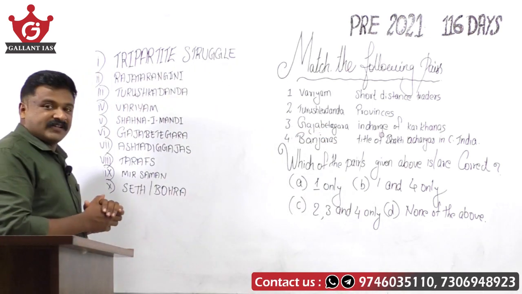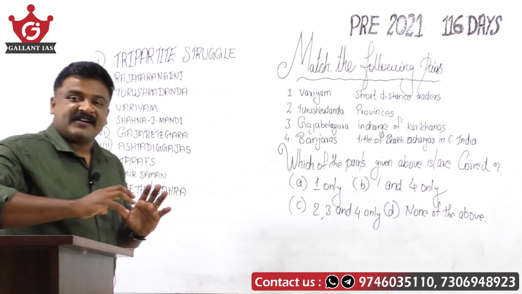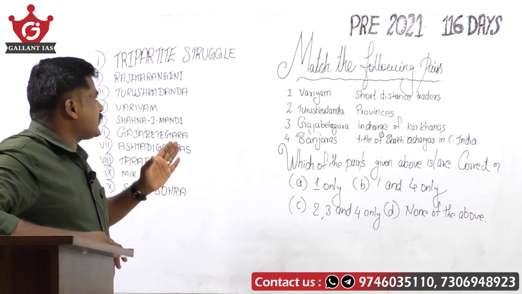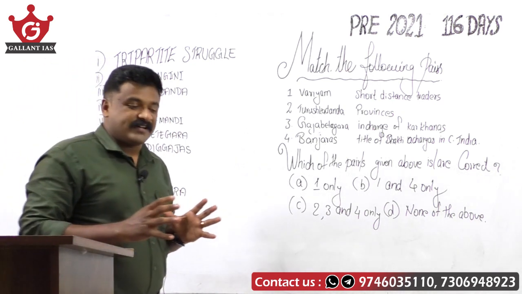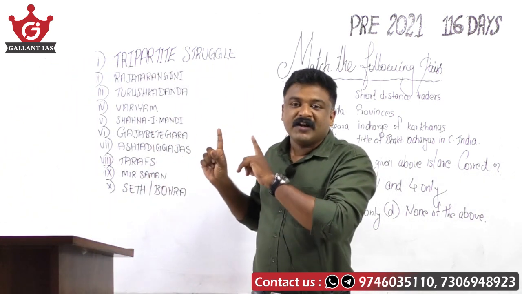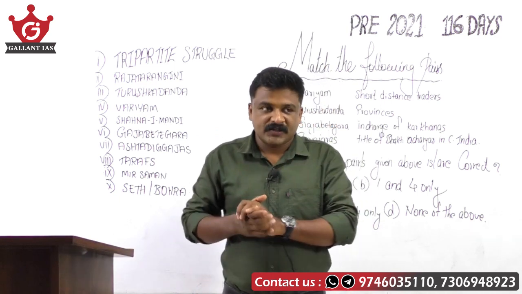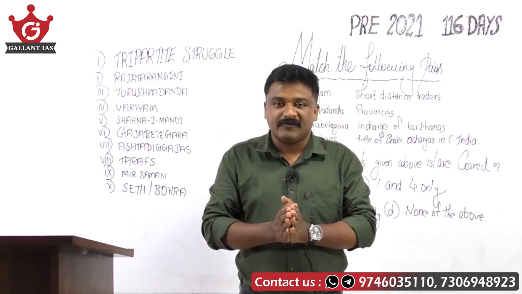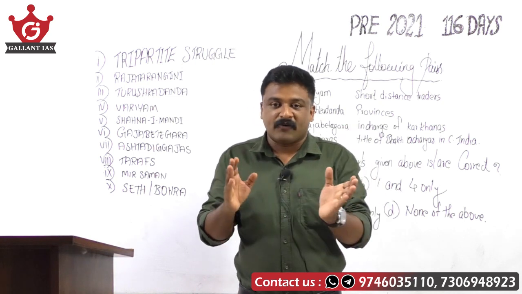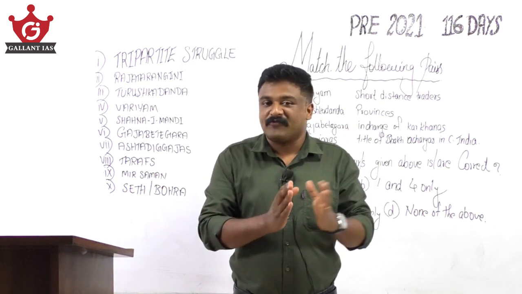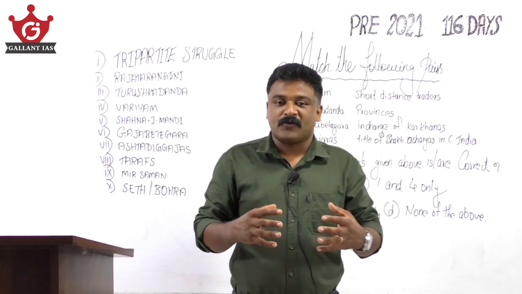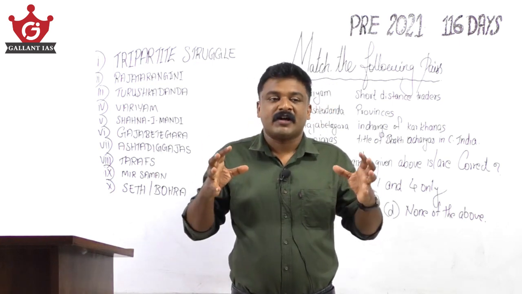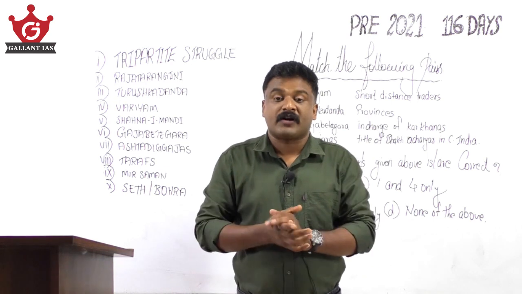Starting with the first one, tripartite struggle. When you start medieval India, you start with this term tripartite struggle. That is nothing but a struggle among three powers of medieval India: Palas of Eastern India, Pratiharas of Western India, Rashtrakutas of Deccan India. Among these three powers, there is a struggle for the mastery over Kanauj.